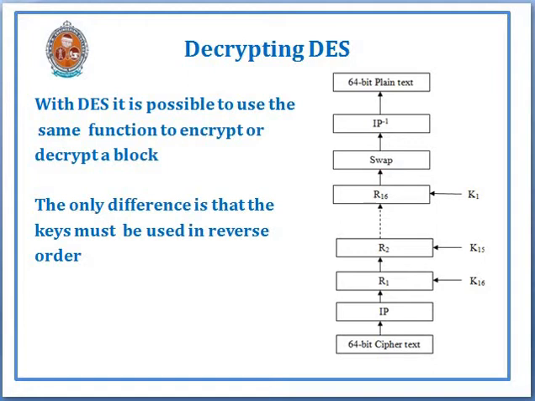Here we should observe that the rounds are R1, R2, R3 and so on up to R16, and these rounds use the keys in reverse order, that is K16, K15, K14 and so on to K1. In this way DES decryption will operate.